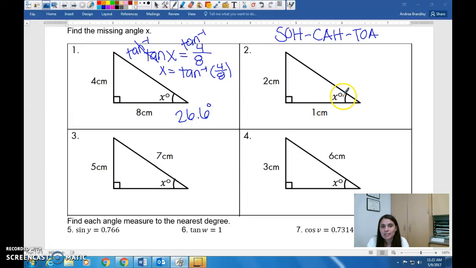Number 2 is very similar to number 1. I also know the opposite and adjacent, which again is that tangent. So I have the tangent of x equals the opposite, which is 2, over the adjacent, which is 1. And then I take the inverse tangent of both sides again, so I have the inverse tangent of 2 over 1, which gives me 63.4 degrees.